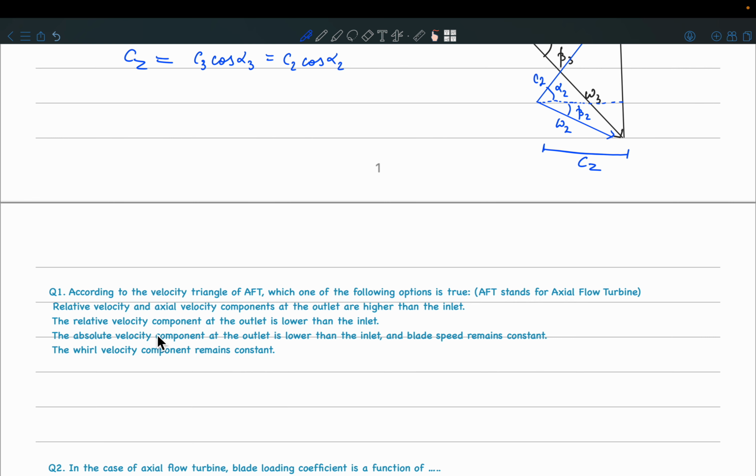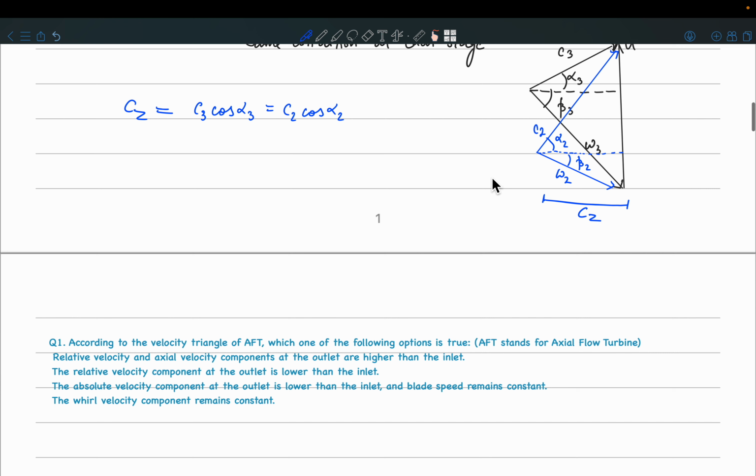The absolute velocity at the outlet, which is C3, is lower than the inlet, and the blade speed remains constant. Yeah, so this is right. Okay, so this is the correct answer. The wall velocity component remains constant. No, that is not true. Okay, so I'll just highlight the answer is this option.